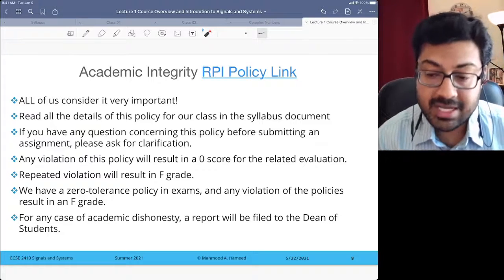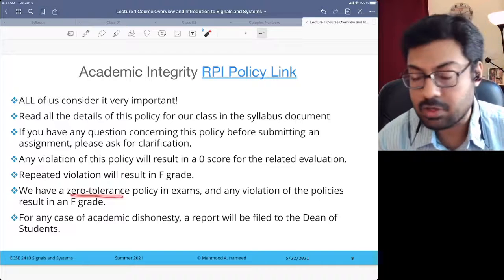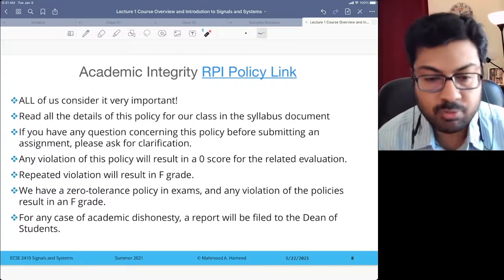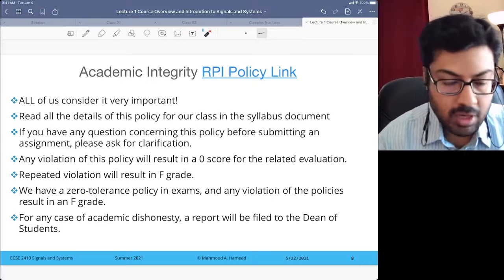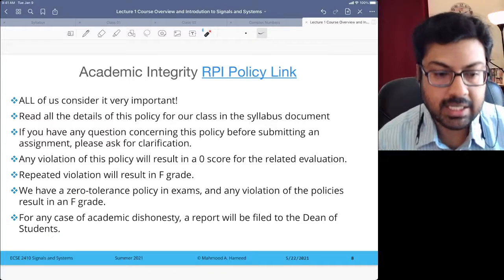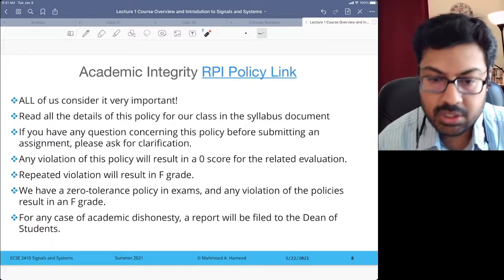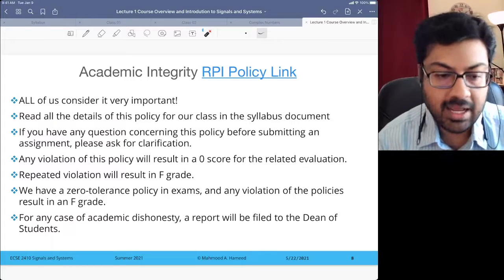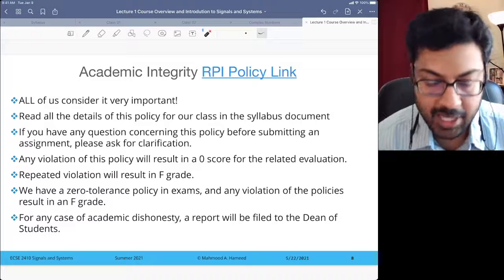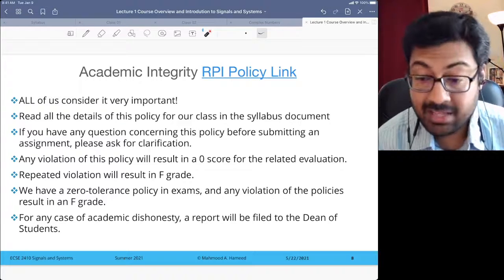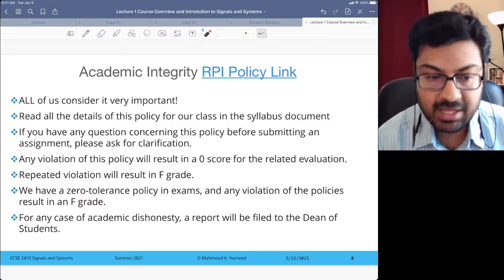If it happens on an exam, we don't have any sort of tolerance policy for the exam, just because the exams are of a higher weightage. So, 0 tolerance policy for academic integrity as far as the exams are concerned. It will result in failing the class, as well as it will go on your academic record at RPI. So take this very, very seriously.